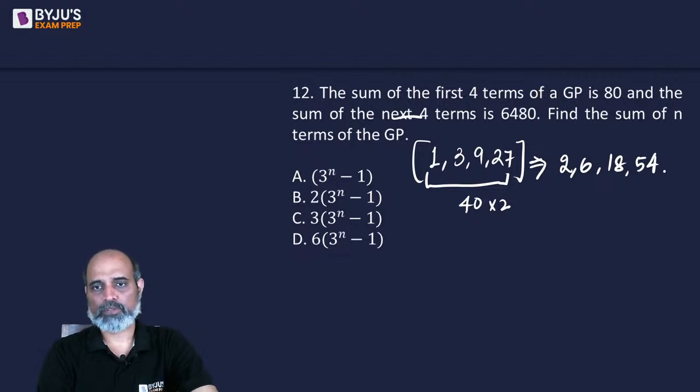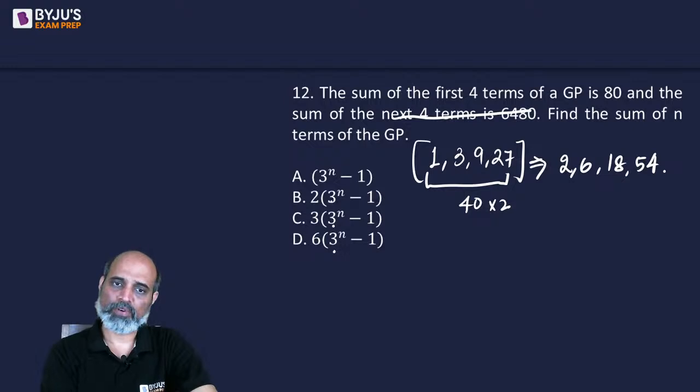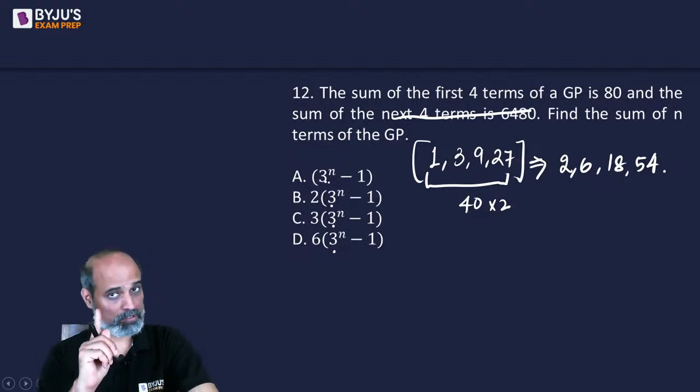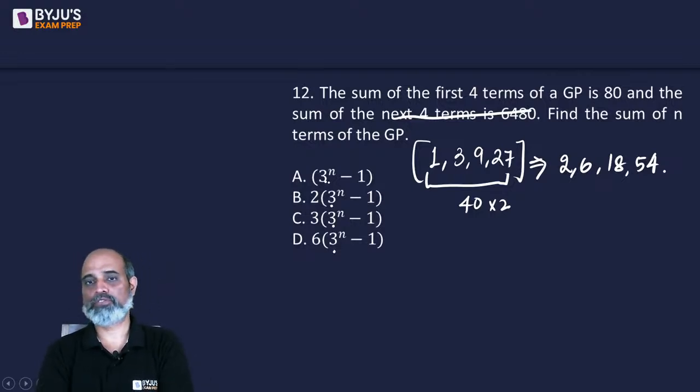So actually the next part is not required. This is only to verify. We don't need to verify, right? This is the only GP we are getting where the common ratio is 3. How did we get to know that? Options. So options were like friends to us right now. Okay. So we got the 4 values whose sum is 80.